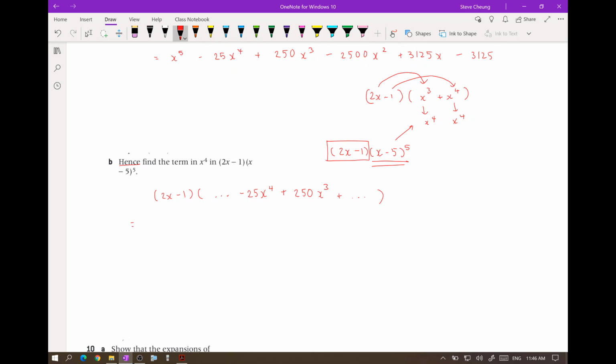So here, what we have is the same as 2x times 250x cubed, and then minus 1 times negative 1. So basically, I'm multiplying this term by that, and multiplying this term by that. These will be the only combinations that give me x to the power of 4. So this will be the term in x to the power of 4.